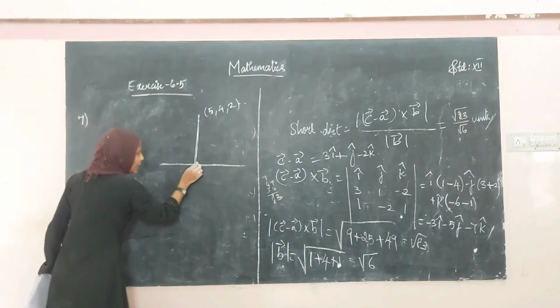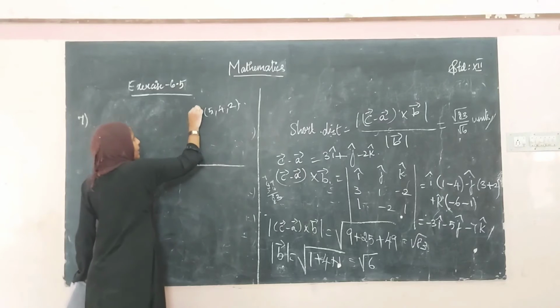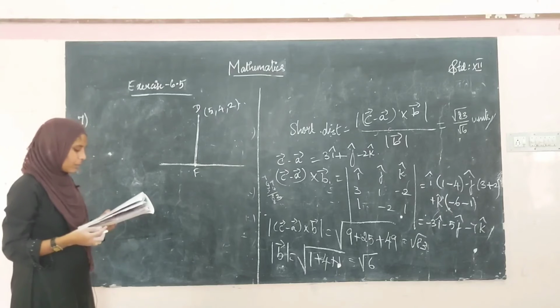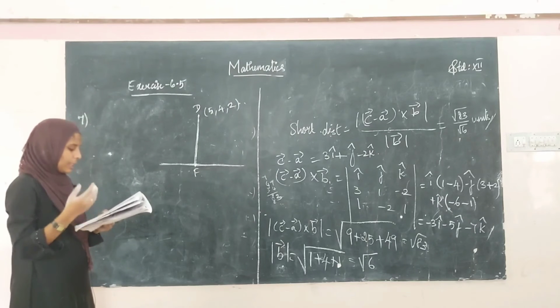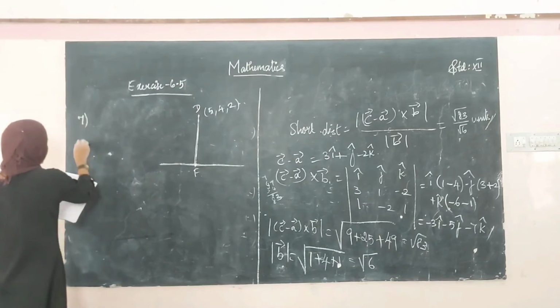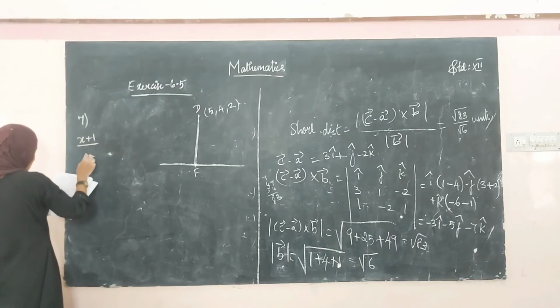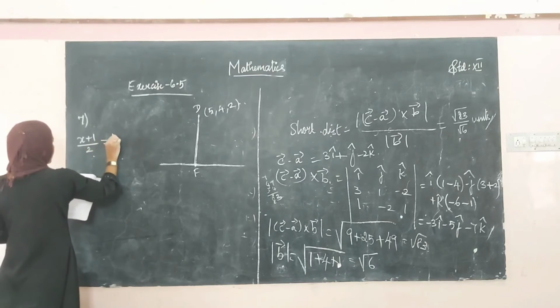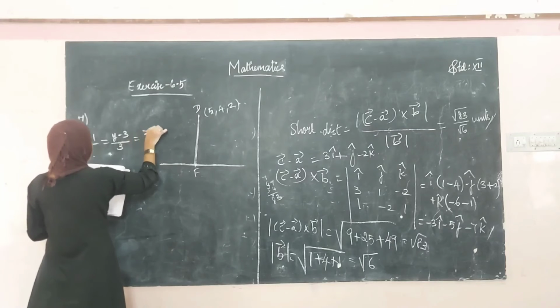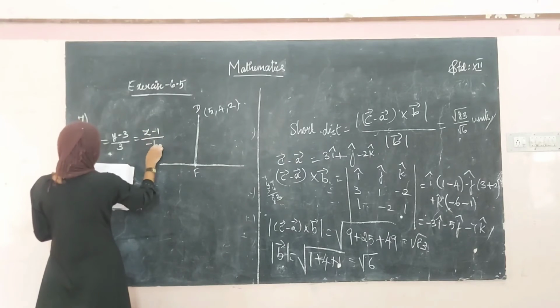We have to find this foot, this point. Let this be D, let this be F. So it is perpendicular to the line. In the equation they have given, x plus 1 divided by 2 equals y minus 3 divided by 3 equals z minus 1 divided by minus 1.